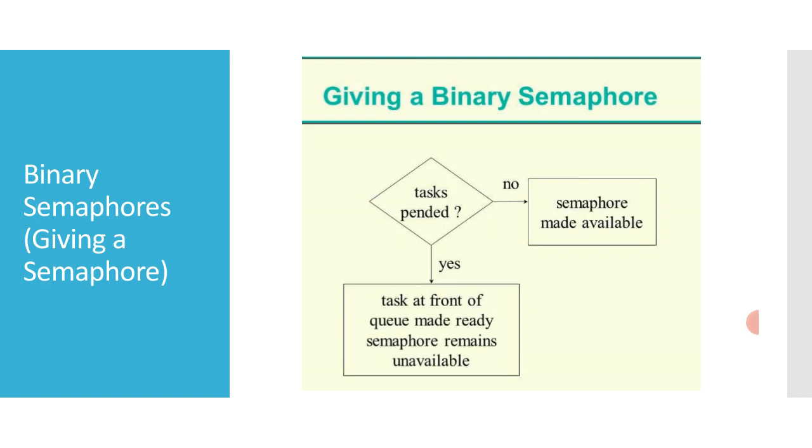If the semaphore is already available, full, giving the semaphore has no effect at all. If the semaphore is unavailable, that is empty, and no task is waiting to take it, then the semaphore becomes available, that is full. If the semaphore is unavailable, empty, and one or more tasks are pending on its availability, then the first task in the queue of blocked tasks is unblocked and the semaphore is left unavailable.